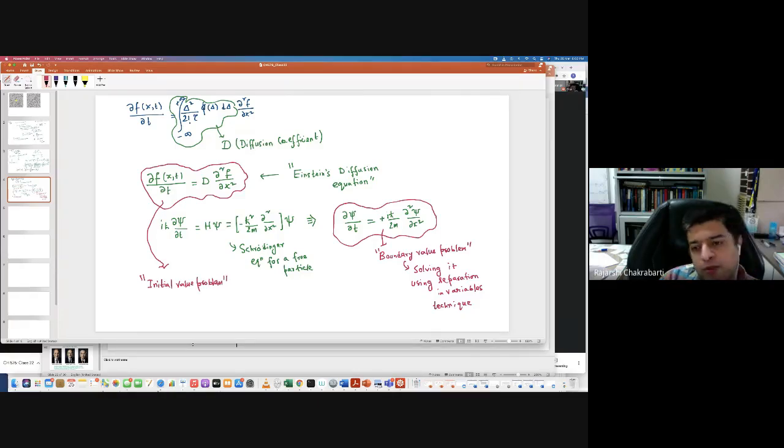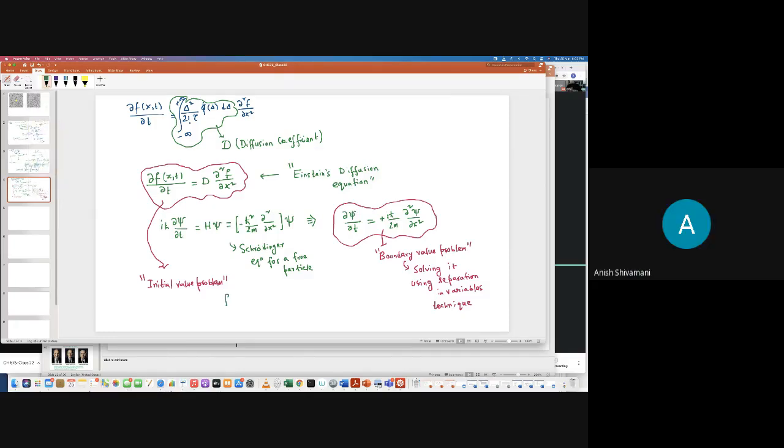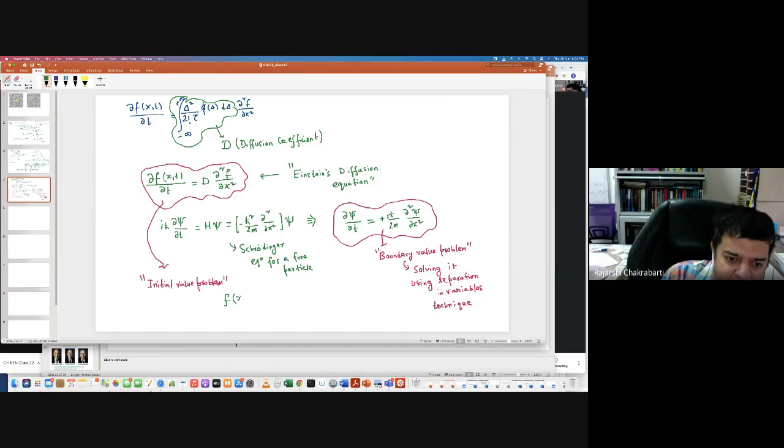What is the initial value problem here? If you solve this Einstein equation, what is the initial condition? The initial value is that f at x at time 0 must be equal to what? Something like n times the delta function, because this is called the Dirac delta function. We have talked about the Dirac delta function, no? It is very important for this course.